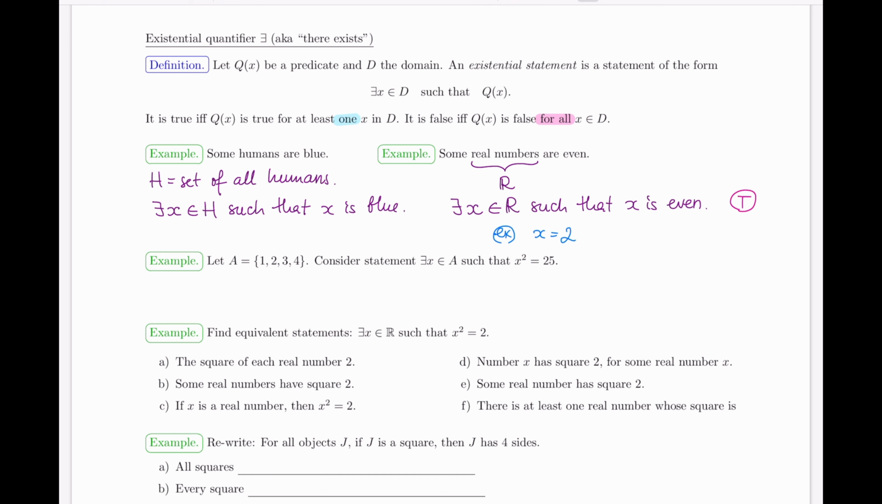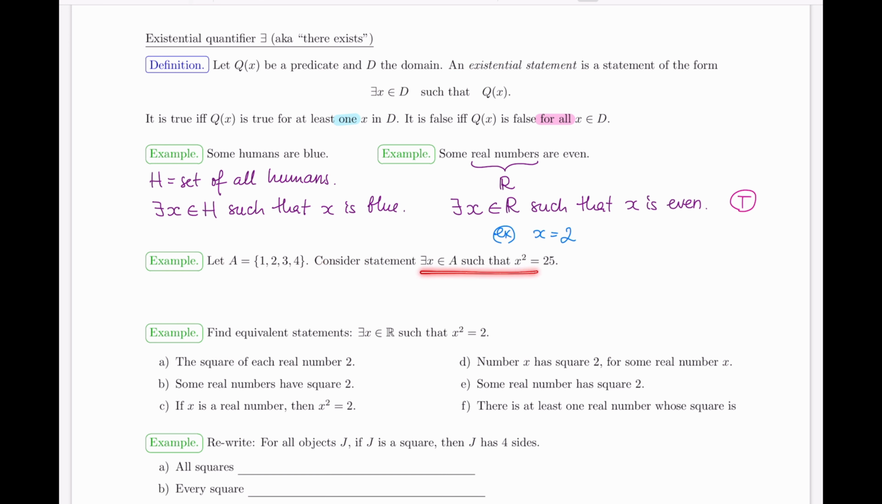Just like in the last case, let's consider a set 1, 2, 3, 4, and let's think about what it means for this particular existential statement. For my set A, there exists an element of A such that x squared is 25. Is that true or not? I'm asked to show that there exists one. If I am guaranteeing that it's going to be true, I have to find at least one such element.